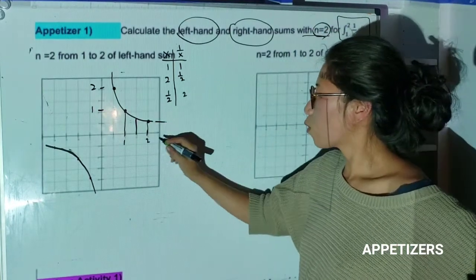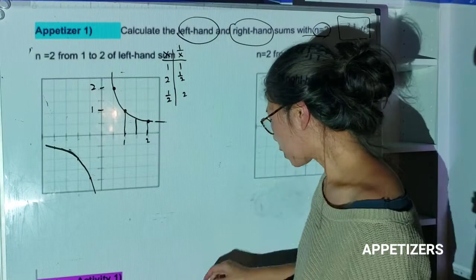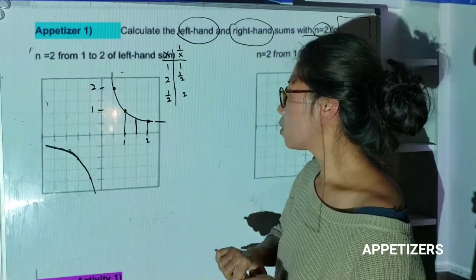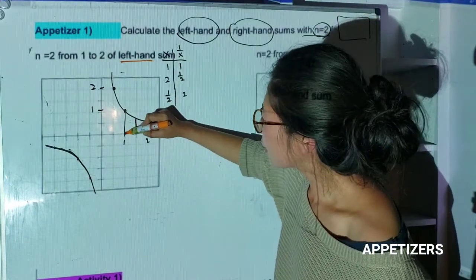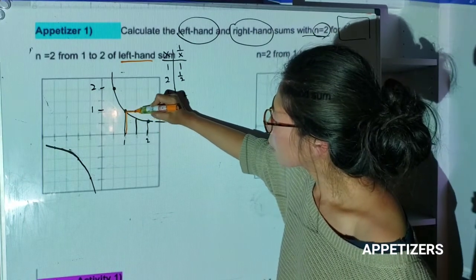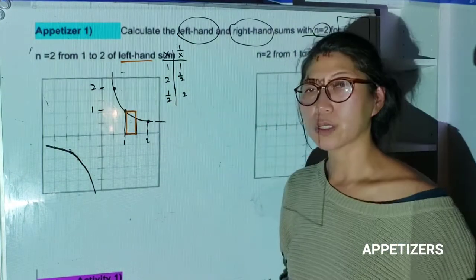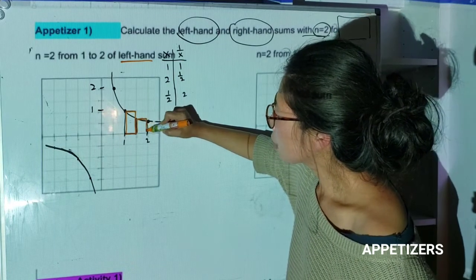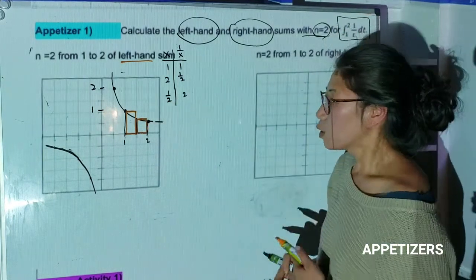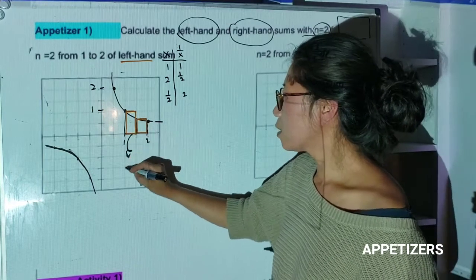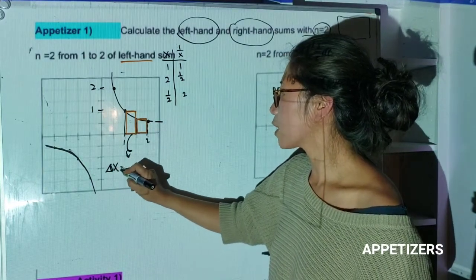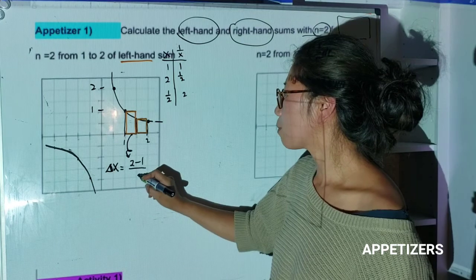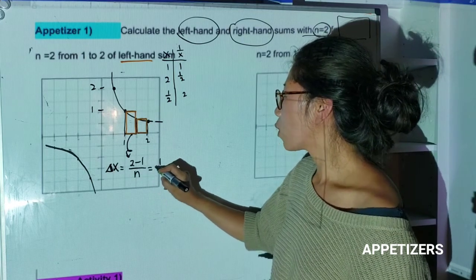One by one, for this rectangle, if I draw with a different color, left-hand side means I'm using the left side as my height. So my rectangle will be this shape, as you see, overestimated. For the next one, my height is left here, so that is going to be my rectangle. Look at my base, which we call delta x. How do we get this? 2 minus 1 divided by n, which is 1 over 2.